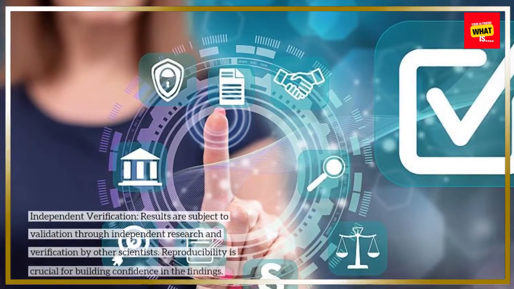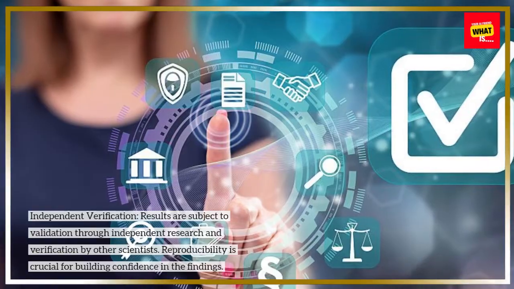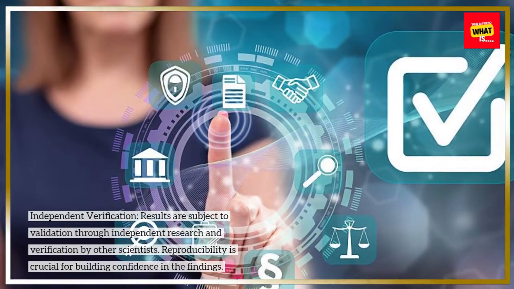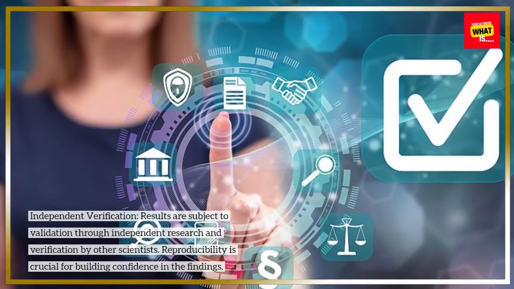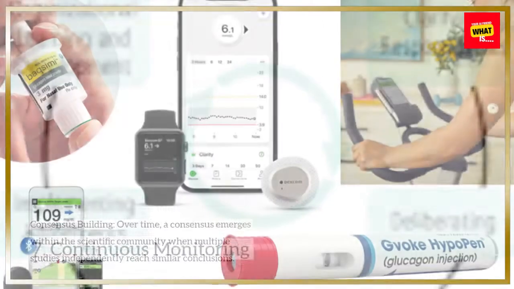6. Validation and reproducibility. Independent verification. Results are subject to validation through independent research and verification by other scientists. Reproducibility is crucial for building confidence in the findings. Consensus building. Over time, a consensus emerges within the scientific community when multiple studies independently reach similar conclusions.